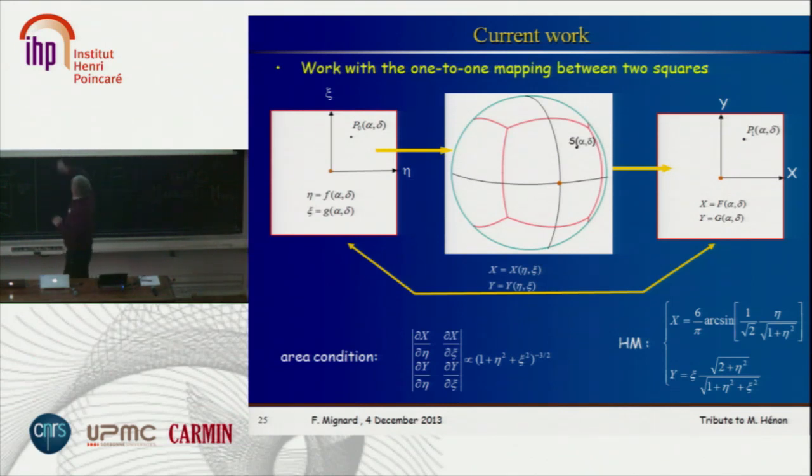So the question will be a transformation from eta, zeta here to x, y there, fulfilling the area condition, which is not 1, because the initial projection here must recover the distortion from the central projection. And then this is an example of how the projection gives this.